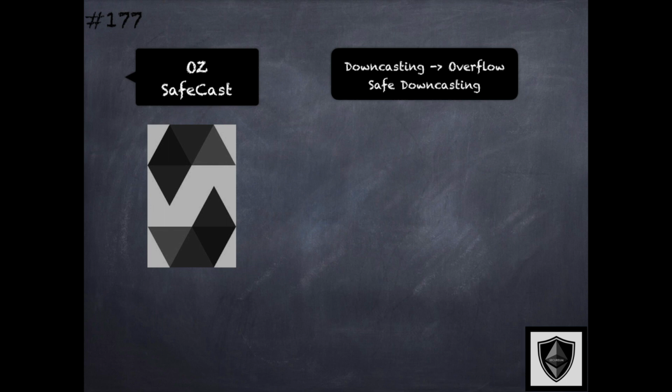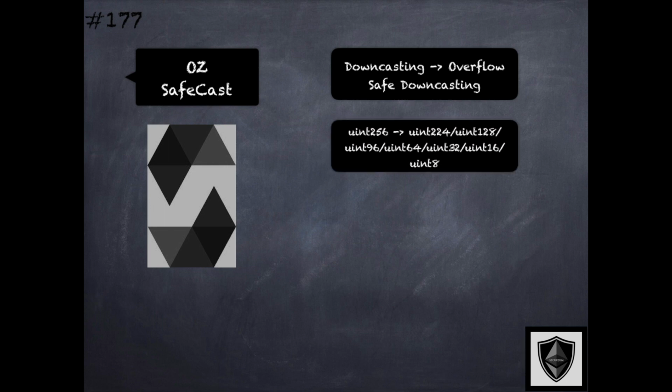Downcasting is when the developer wants to cast a source type into a target type where the target type has fewer storage bits to represent it than the source type. So in such cases, because the target type has fewer storage bits, it may not always be safe to do so, if the variable actually requires the storage bits being reduced from the source type to the destination type. The SafeCast library provides functions that allow the developer to determine if that downcasting is safe, and if not, it raises an exception by reverting the transaction.